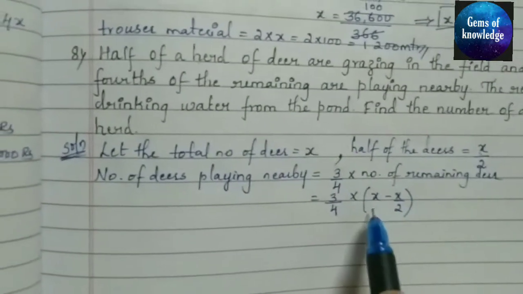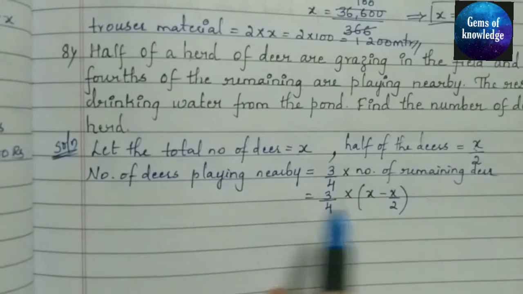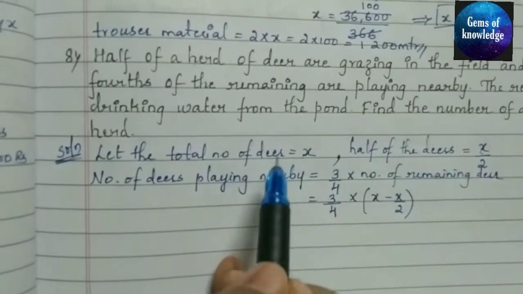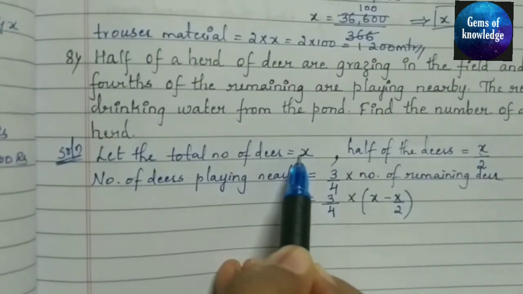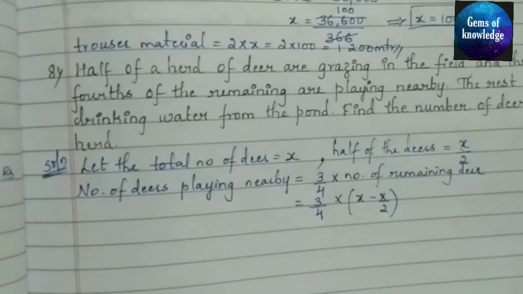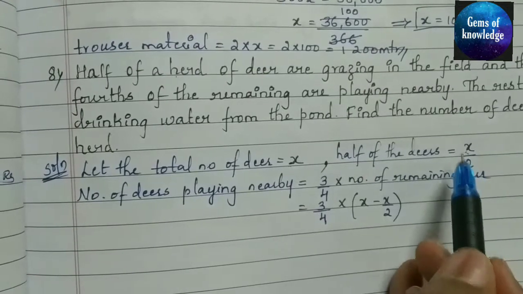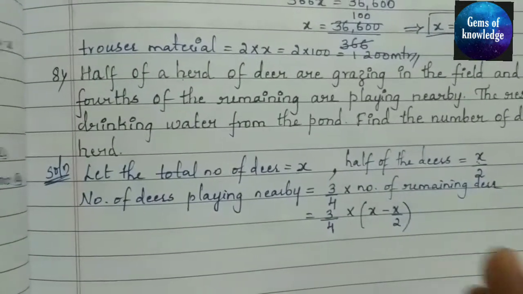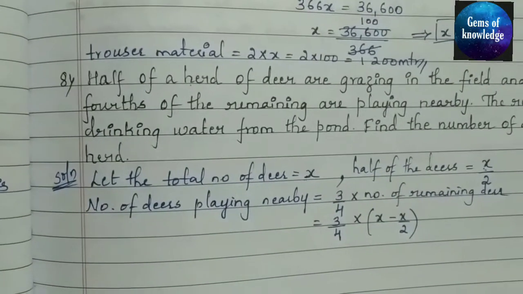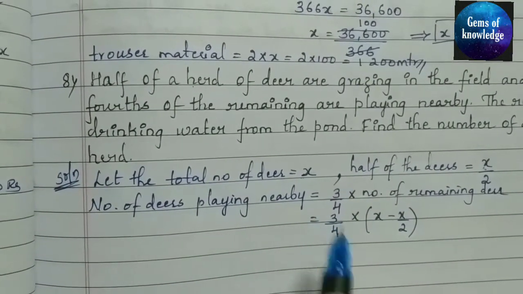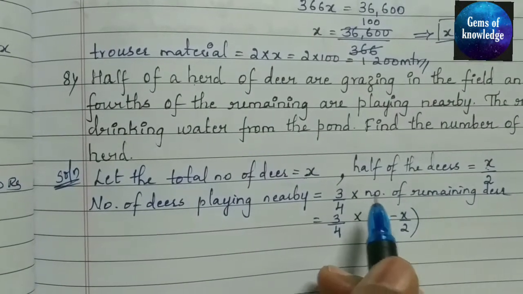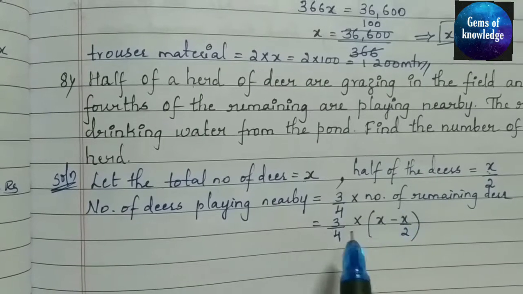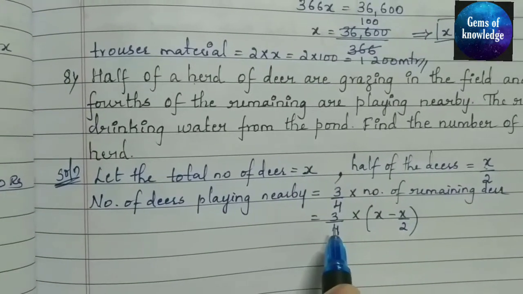So why have we taken x minus x by 2? Because already we have taken half of the deer. Among this x, half of the deer are grazing in the field, that is x by 2. Now we are having only x by 2, half of the deer. Among that half, 3/4 are playing nearby. So in the remaining half, 3/4 are playing nearby.